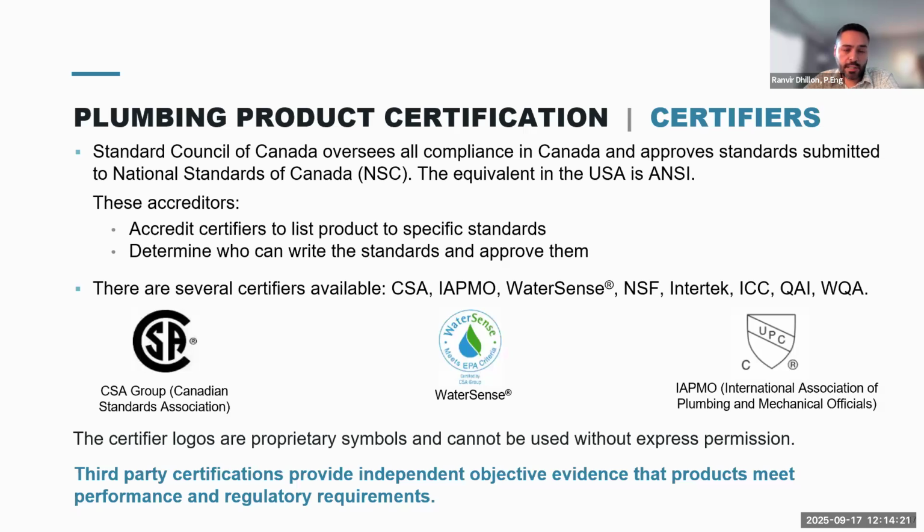Then there's product certification. So like I touched on with WaterSense, this needs to be visible on the plumbing products that you select for installation. So whether it's a certification by CSA, IAPMO, or WaterSense, or one of the other agencies, this logo is usually required to be either on the product or the packaging to indicate that it has been tested and meets those requirements. They're proprietary symbols, so they can't just be added to anything. And adding that symbol is only permitted once the third-party certification is completed and provides independent, objective evidence that the product meets the performance and regulatory requirements.